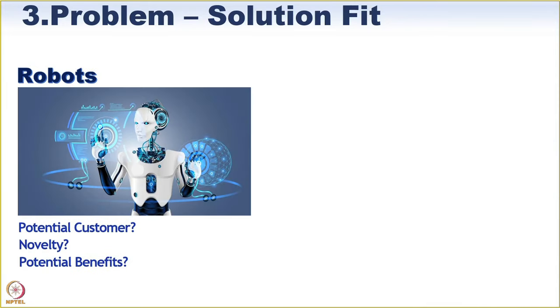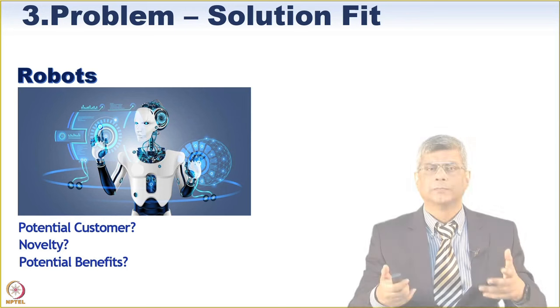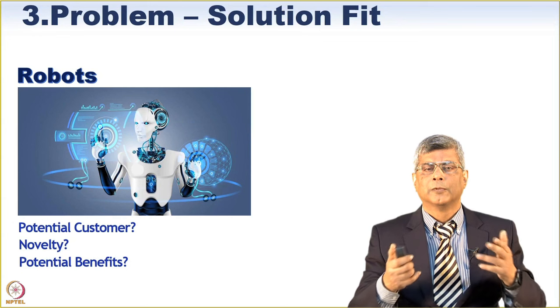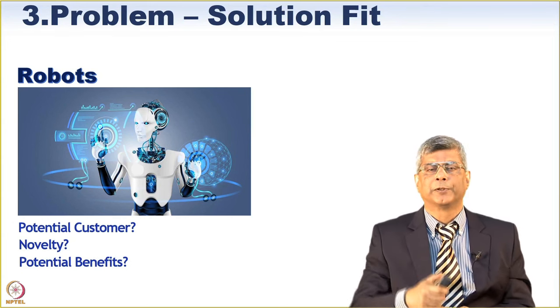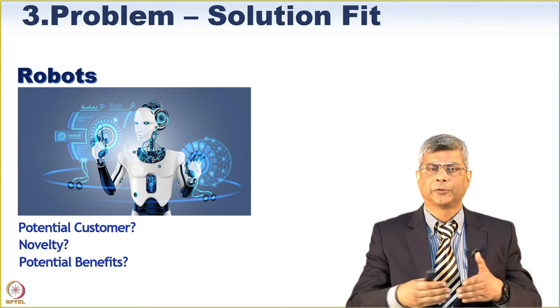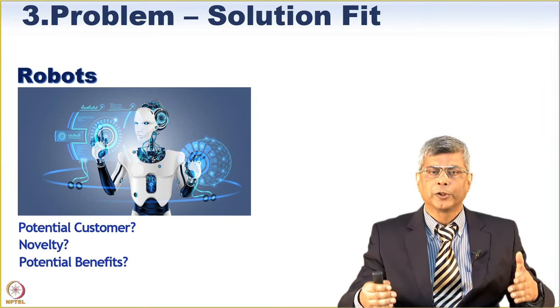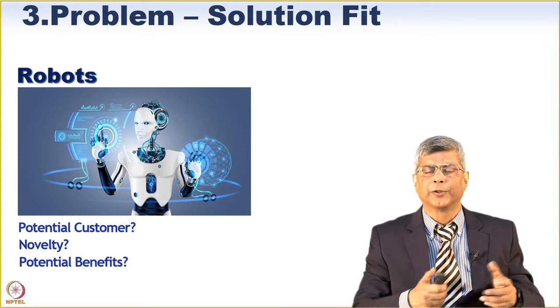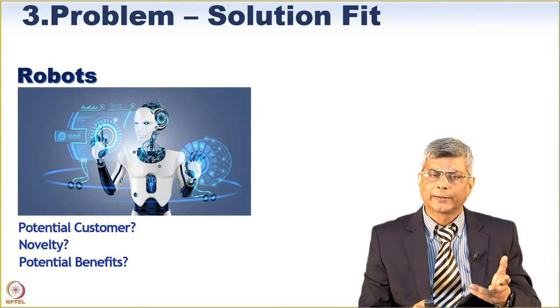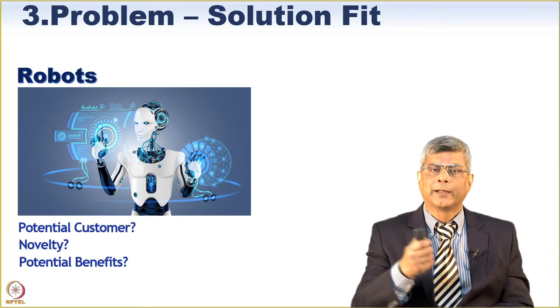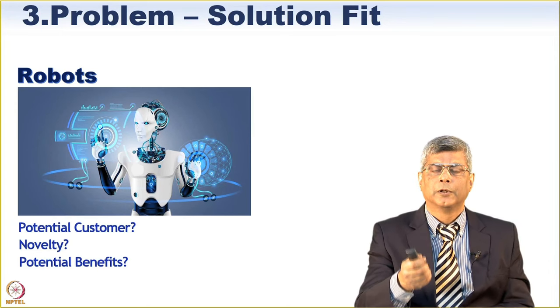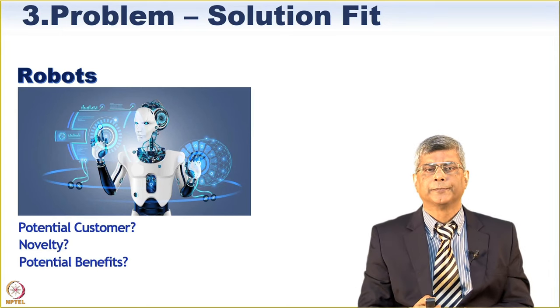So the third example is robots. A robot is a mechanical, electrical, moving object. Sometimes it looks like a human person. Sometimes it could just be a robot on wheels, which can carry things from point A to point B. But again, it's unmanned. It can move around and it can do things. I would encourage you to read up on the internet about robots.